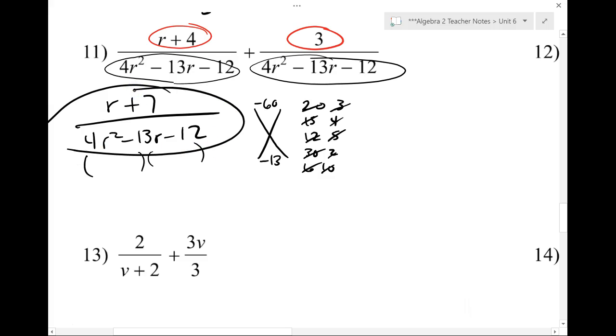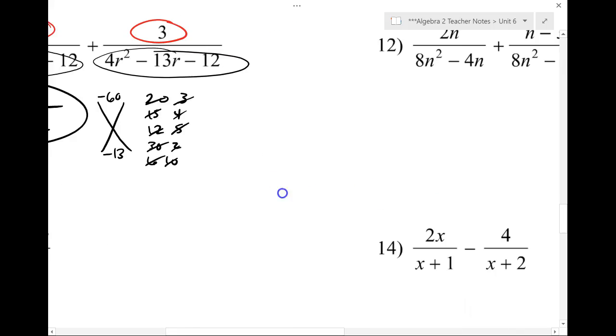Okay, so sometimes you might work through these and see that, oh, I can't factor anything. Well, that's it. You've got to stop there, and you just leave it like that. Okay.